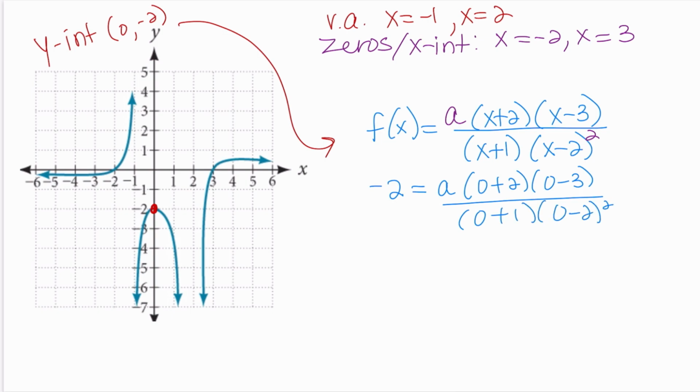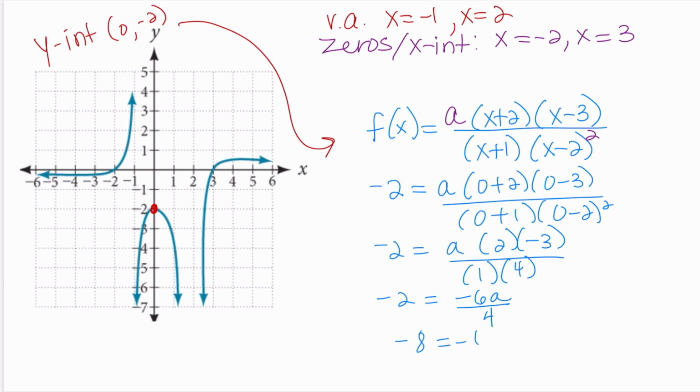And now I'm going to go ahead and do the math. So negative 2 is equal to a times 2 times negative 3 over 1 times, this is negative 2 squared, so it's 4. So I get negative 2 equals negative 6a over 4. Go ahead and multiply. I get negative 8 equals negative 6a. Divide by negative 6. So I'm going to get a is equal to, if I reduce 8 over 6, 4/3. So that tells me the value of a is equal to 4/3.